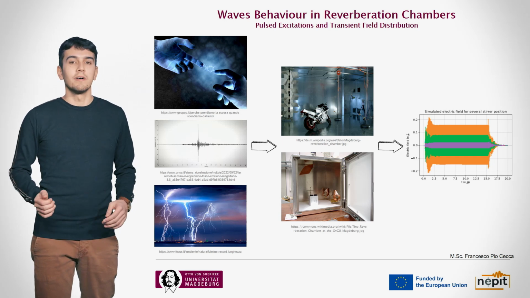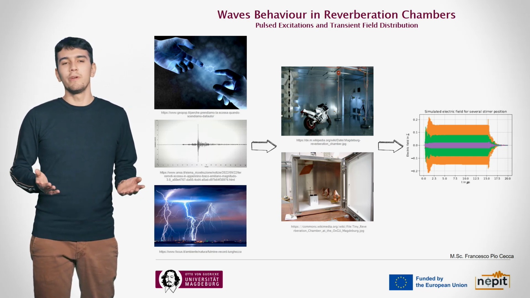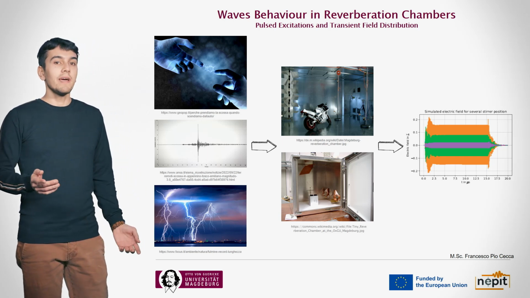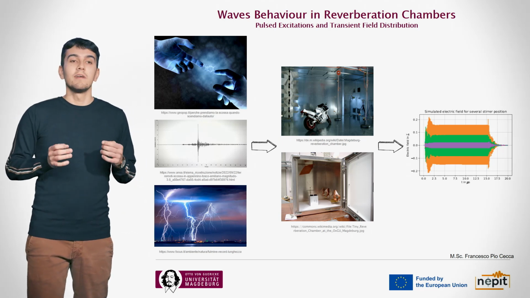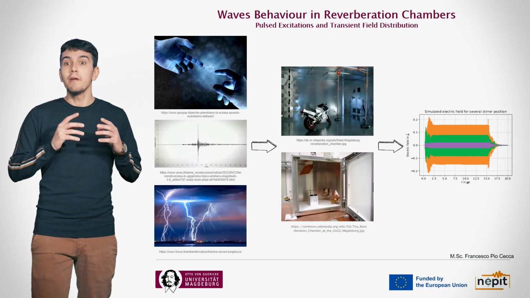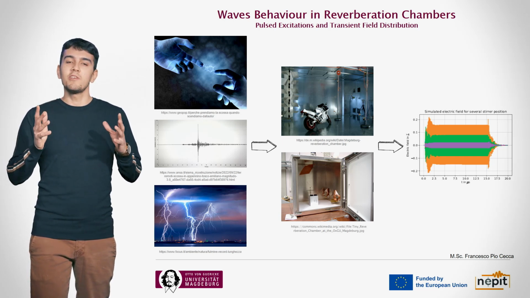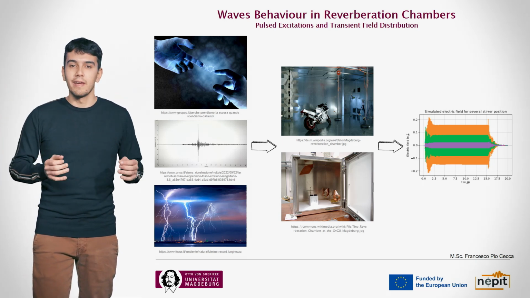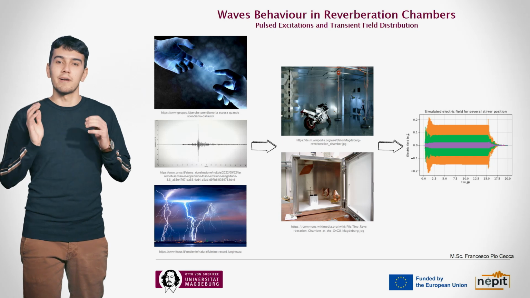We talked about immunity testing, but how can we do an immunity test? One way is to put our device inside a reverberation chamber. What is a reverberation chamber? You can imagine a reverberation chamber like a huge microwave with the goal of cooking our device.